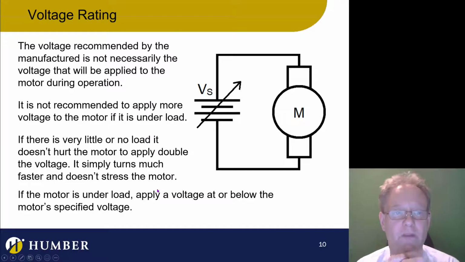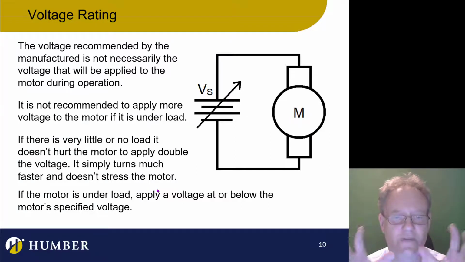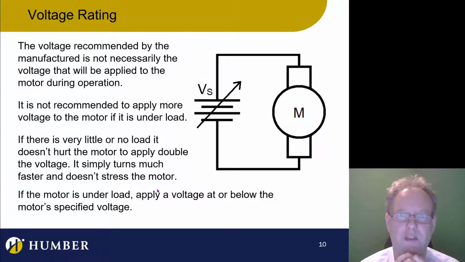So take a look at this. The voltage recommended by the manufacturer is not necessarily the voltage that will be applied to the motor during operation. It's just a recommended value. If there's very little to no load, you can kick the voltage up. You can pretty much double the voltage without damaging the motor. It will get a little warmer than it likes, and the bearings are designed for a certain speed, so you don't want to double the voltage for very long, even with no load. But you can do it.